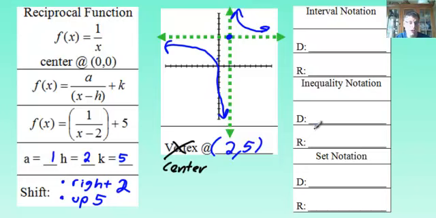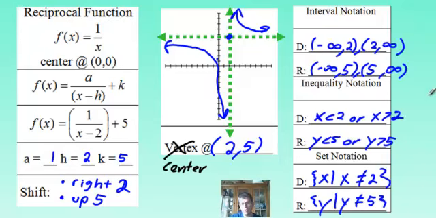So if you need to go back and correct your domain and range, go ahead and do so, and pause, and 3, 2, 1. Okay, here are your domain and ranges. Take note with inequality notation, you can write it this way, or you could do it more simply like this. For x, you could just say x is not equal to 2. That's a shorter way of doing it. And for y, you could also just say y is not equal to 5, which is what I've done for the set notation as well. So you might prefer doing it that way.